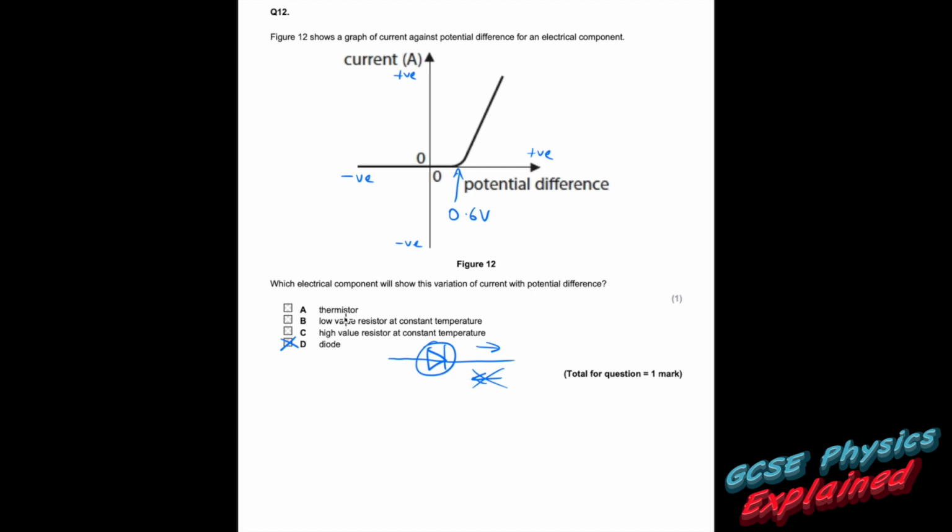Right, what about these other things, just in case? A thermistor, you won't see a current-voltage graph for a thermistor at GCSE level. The type of graph that you will see will just be resistance up the side and temperature along the bottom. Alright, so cold and hot. And the graph goes like that.